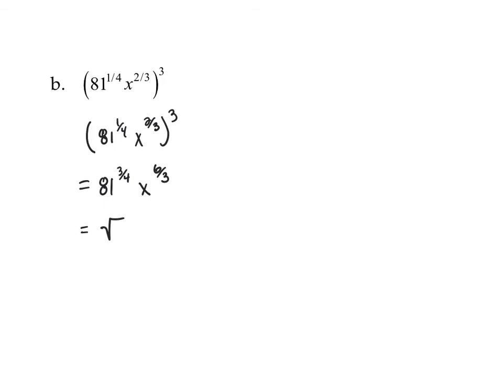81 to the 3/4 means do the 4th root of 81 and then cube it, and then this would be x squared. Well, the 4th root of 81 we just saw on the previous page is 3, and 3 cubed is 27. So this is 27x squared.